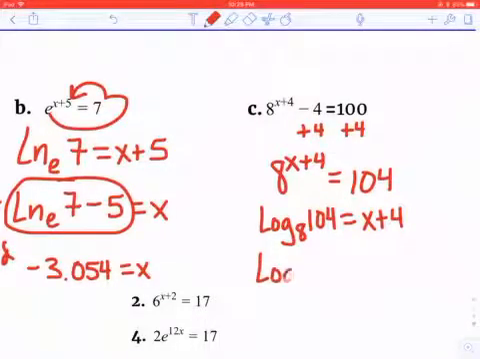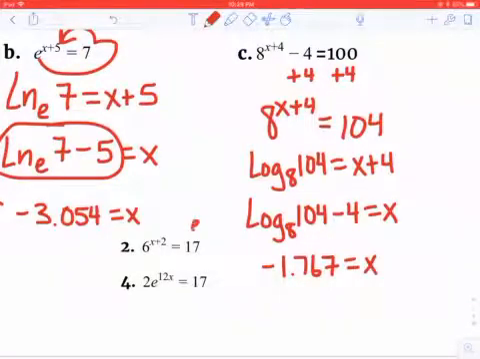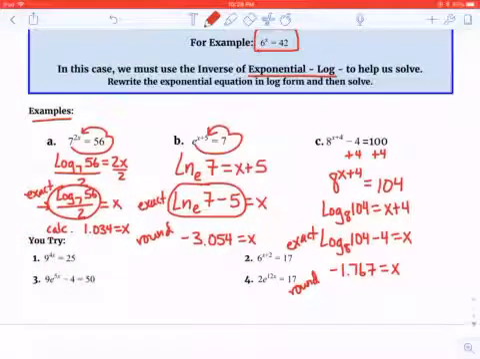To get an exact value, we just have to get x by itself. So we subtract the 4. And then if we want to get a rounded off answer, we would type all that in the calculator, and that would be negative 1.767 approximately. So again, we have an exact and we have a rounded version of our answer. Both are okay, it just depends on what you are asked for. Okay, so that's it for now.